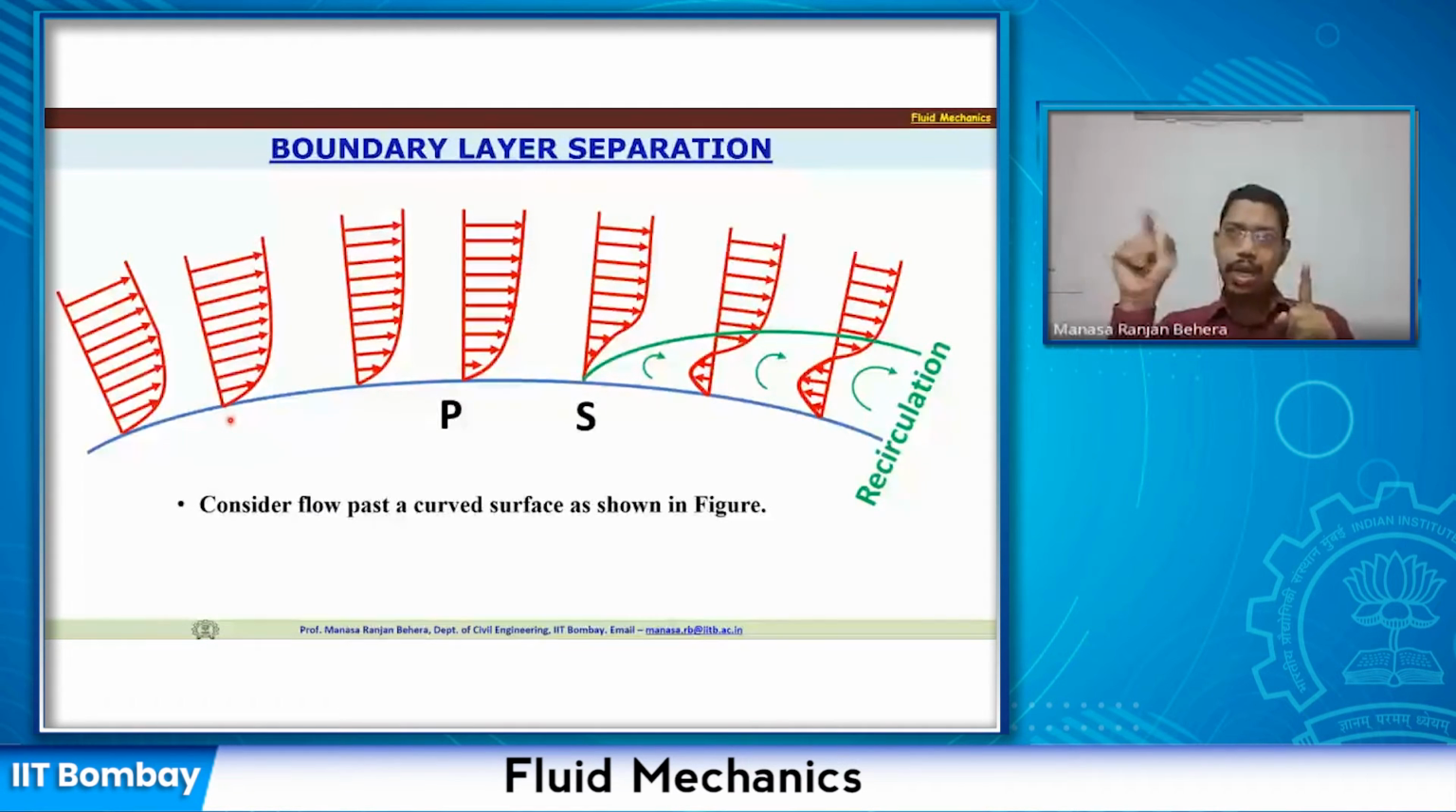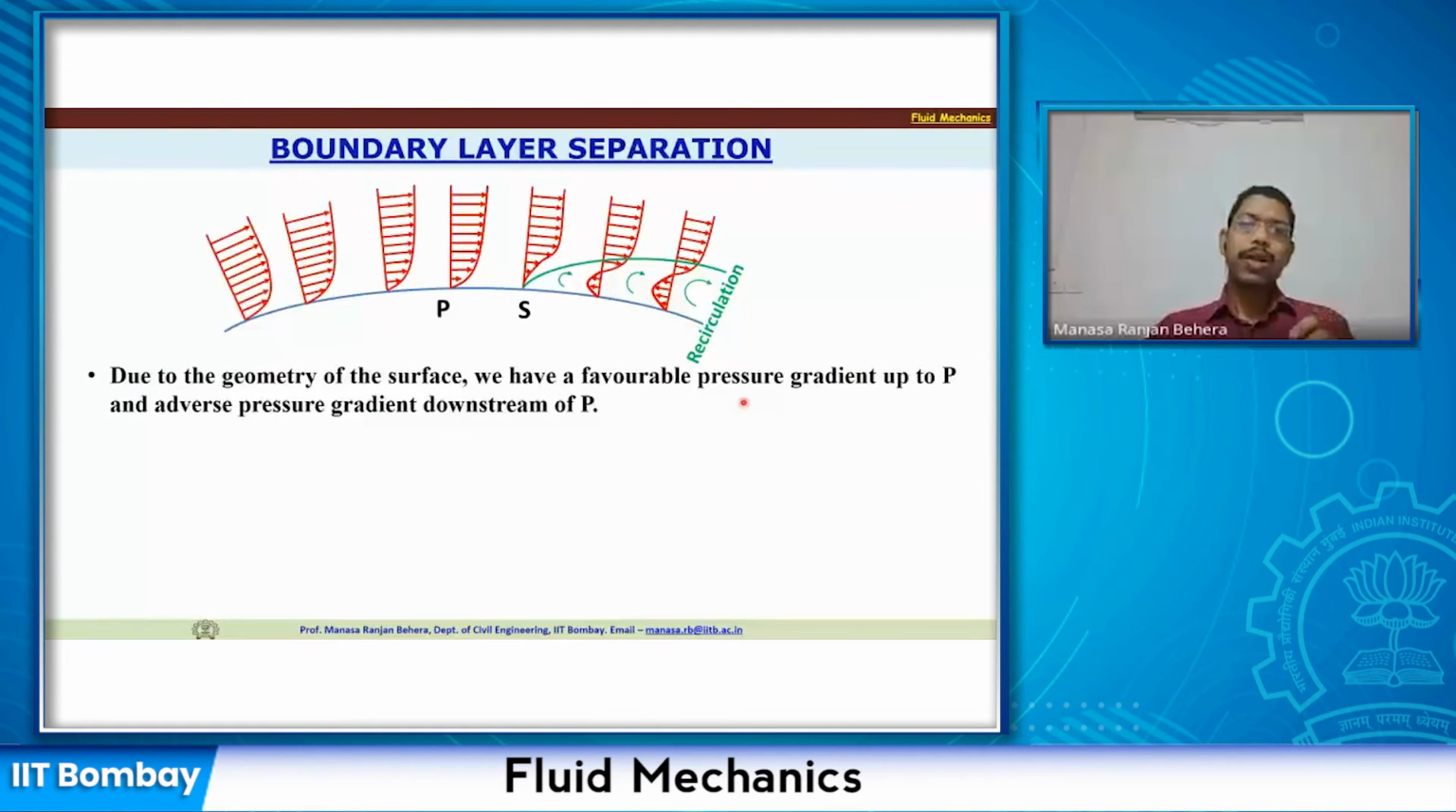Now if there is a change in the pressure downstream, what will happen? If you take the pressure gradient, you get a positive pressure gradient, and that is your adverse pressure gradient. Due to the curved surface, you will have a change in the velocity and a change in the pressure. The velocity is going to increase and the pressure is going to reduce. Because of that, you will have a favorable pressure gradient up to the point P, the tip where the slope is 0. Beyond the point P, you will have the adverse pressure gradient.